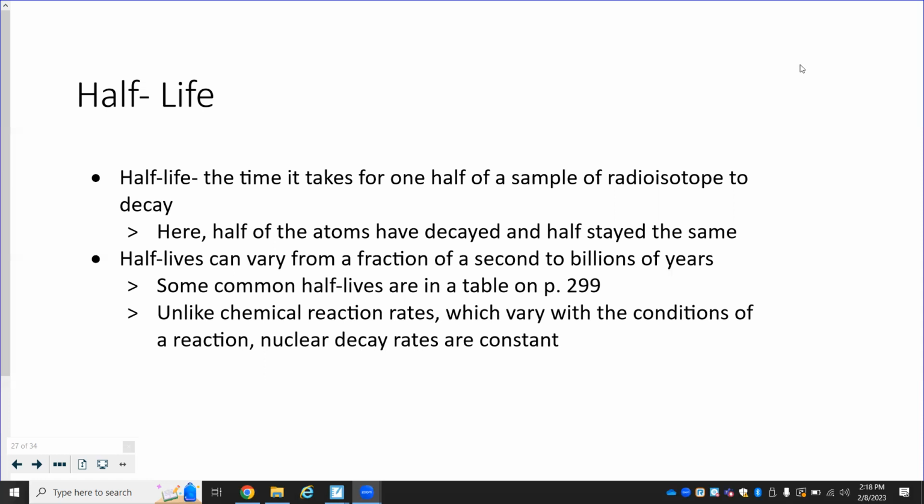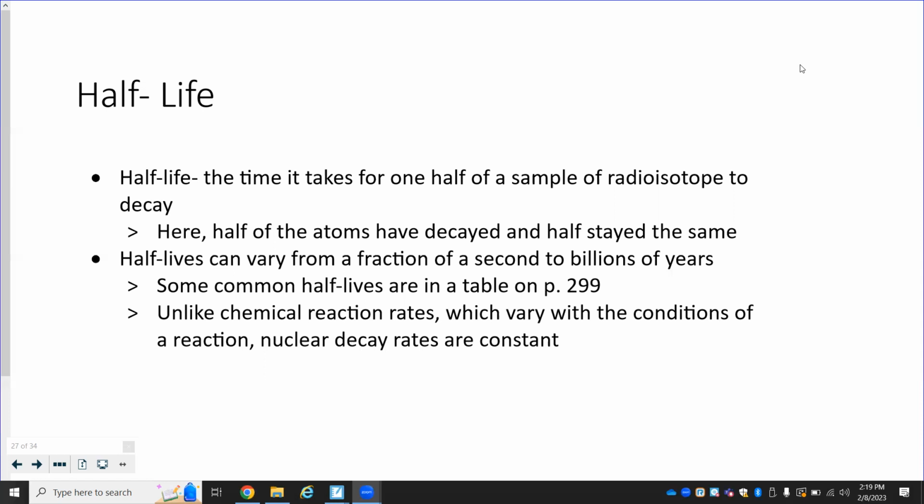And half-lives can vary depending on what type of isotope you have. Some isotopes have half-lives that are fractions of seconds and they decay very quickly. Others have half-lives that are thousands of millions of years. It varies from one substance to another.